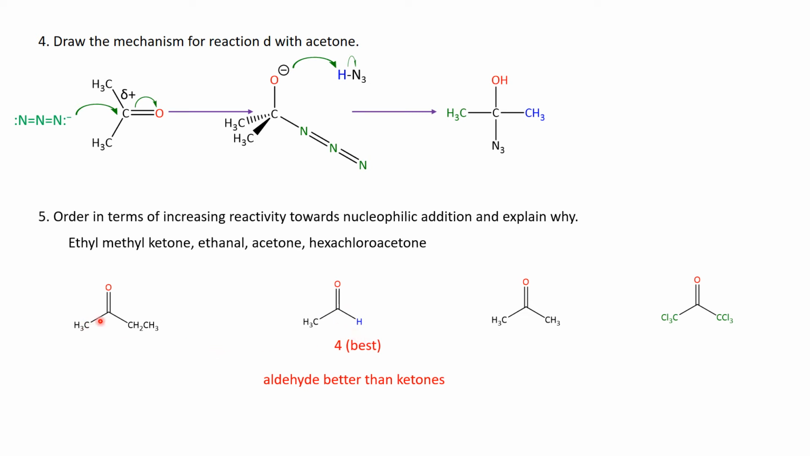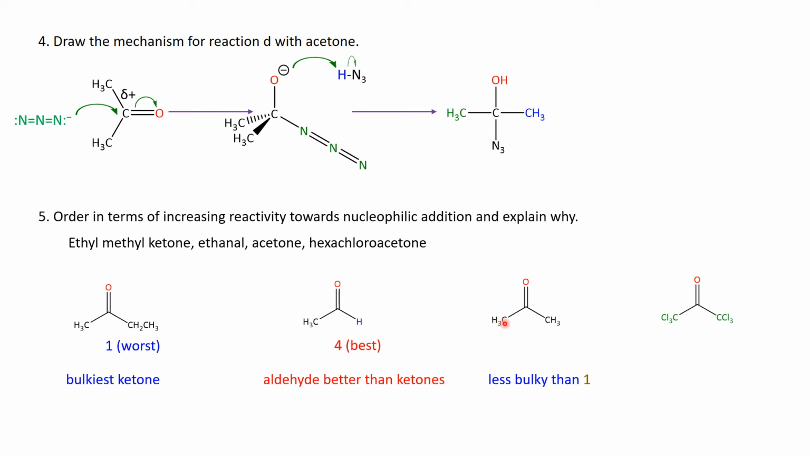Now then we compare, first of all, this one, and there's more bulk around that carbon there. We've got an ethyl group here instead of a methyl group, harder for an attacking group to get to that carbon there. So this is probably going to be the worst one because it is the bulkiest ketone. Now looking at these two here, we've got methyl, and then we got trichloromethyl here. So you might say, well, this is a little bit bulkier than this one, so this should not be as reactive as this one.